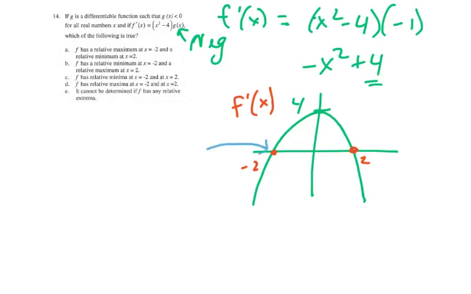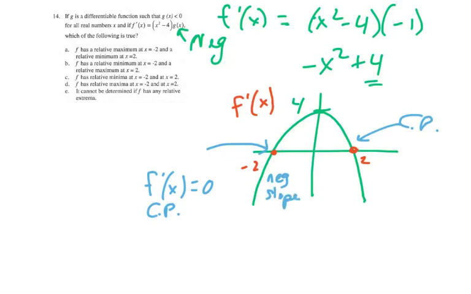So right here, okay, this is where your f prime of x equals 0. This is a critical point on the graph. Same thing over here. Here's another critical point because it's where f prime of x equals 0. These are the only possible places that you could have a relative max and relative min. Now you're looking, do I go from below the x-axis to above?